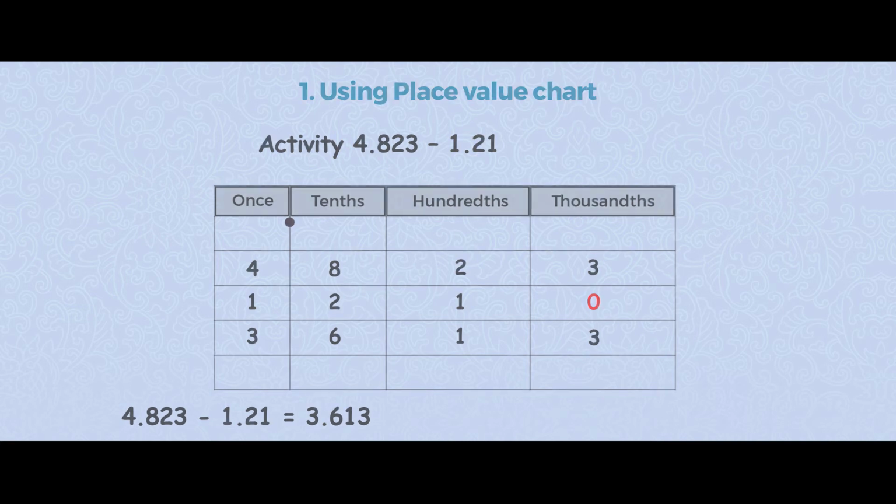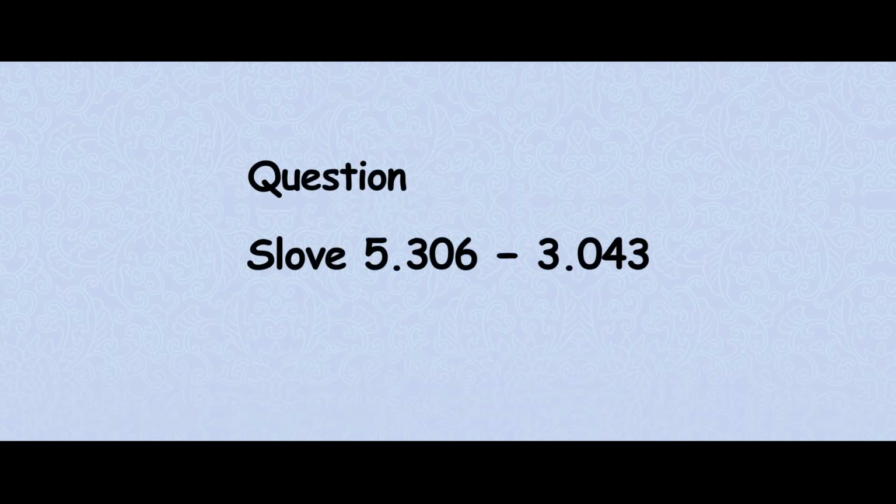So do this question. 5.306 take away 3.043. So do it, right? Next, we look at how to subtract using algorithm.